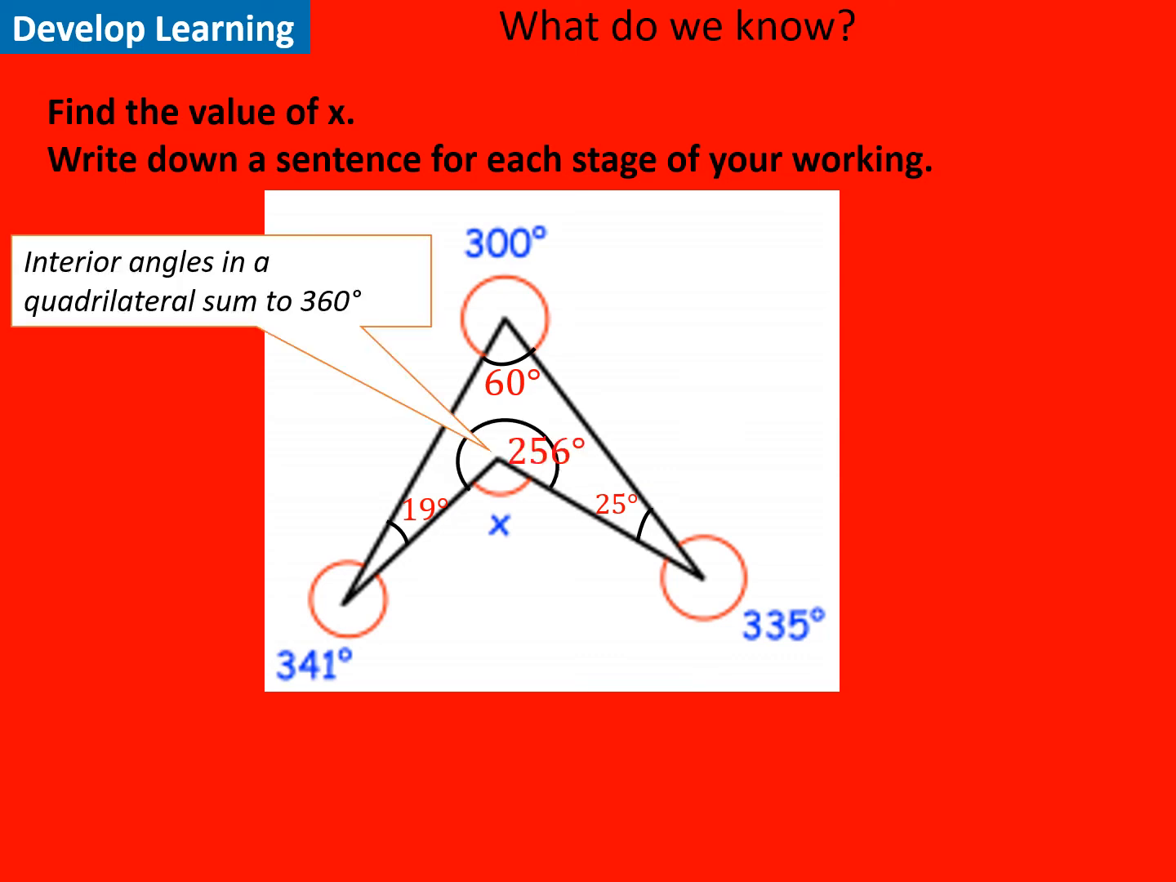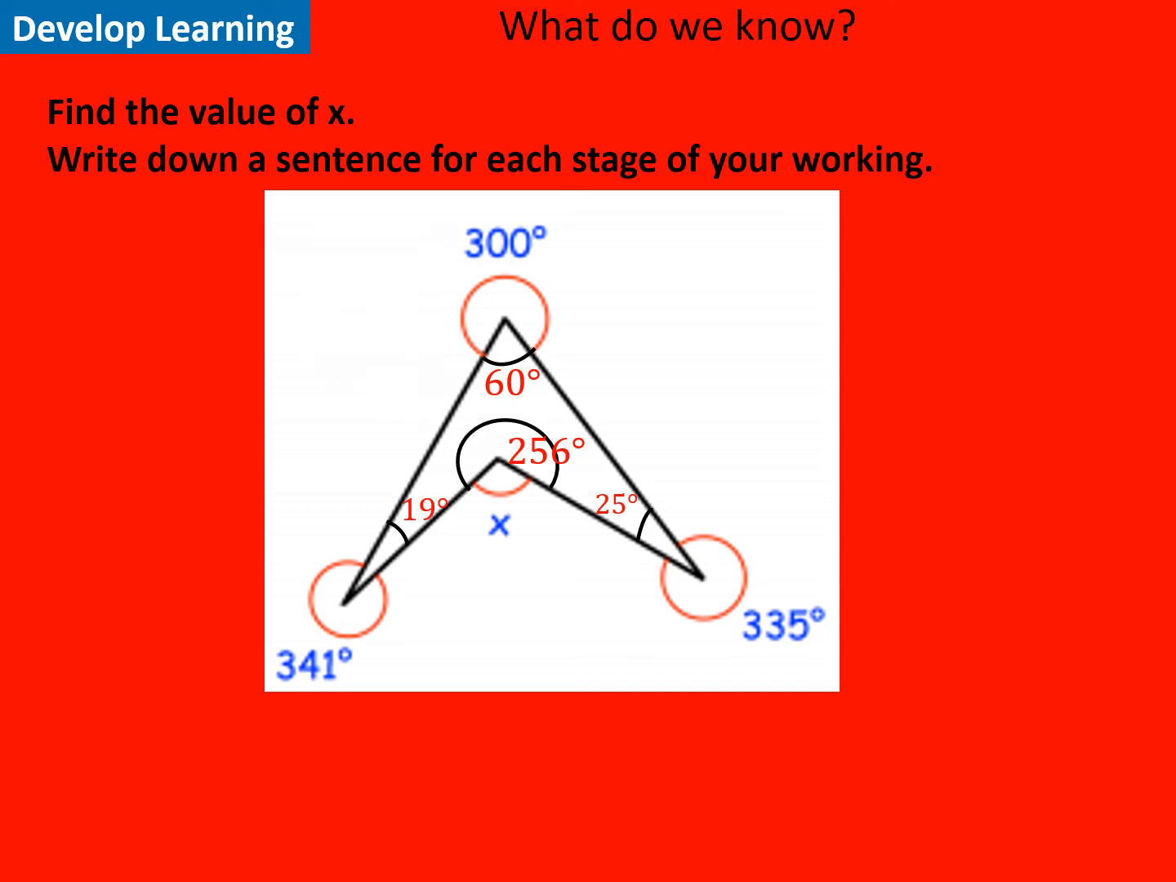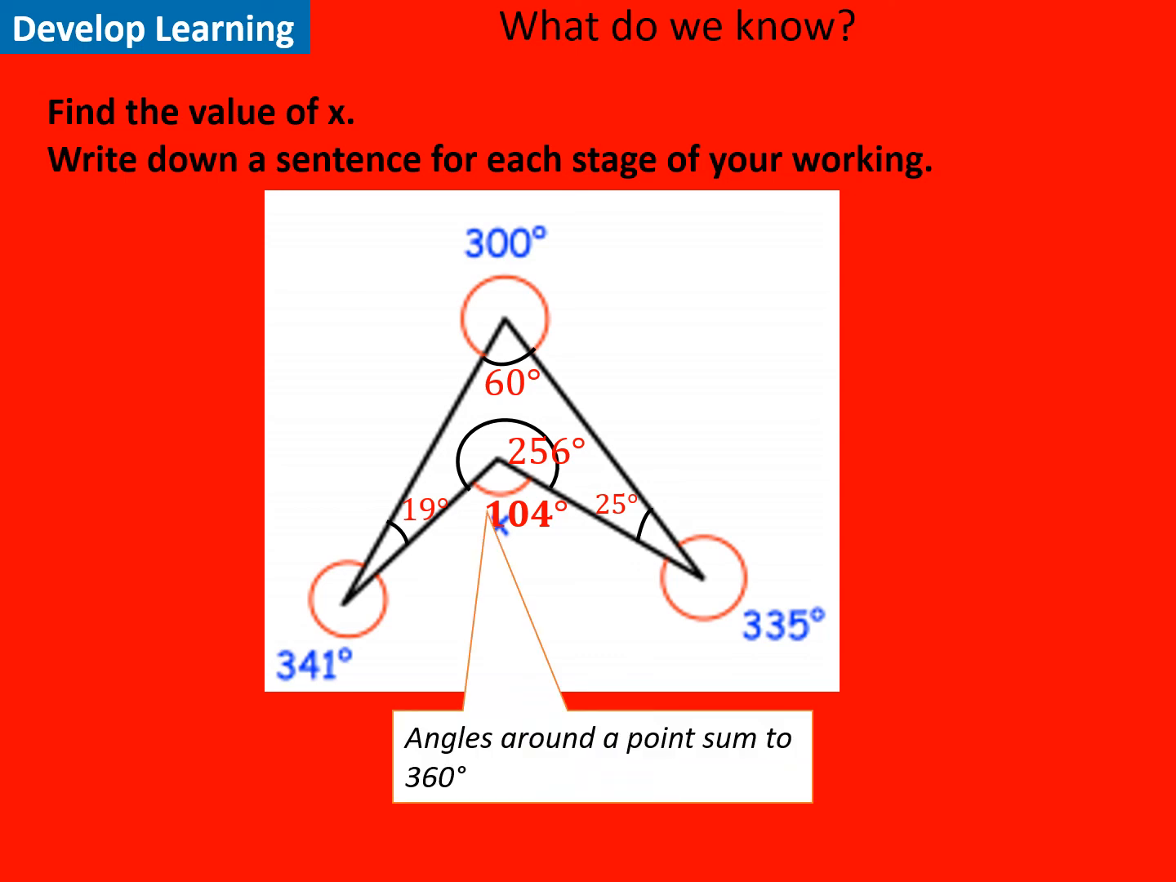If I know that interior angles in a quadrilateral sum to 360 degrees, and I can add up 60 and 19 and 25, I can take that total away from 360, which will leave us with 256 degrees, which is the remaining interior angle. Now you can see that 256 and x are the angles around a point, which we know will sum to 360. So therefore, we know x is 104 because angles around a point sum to 360 and 360 take away 256 is 104.